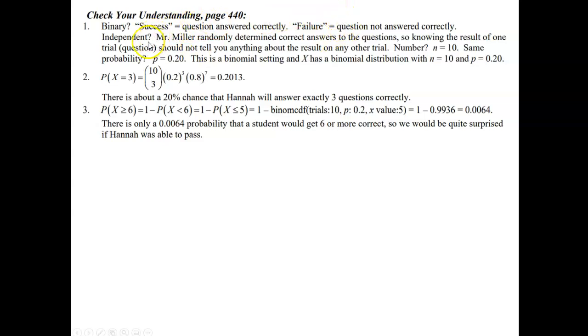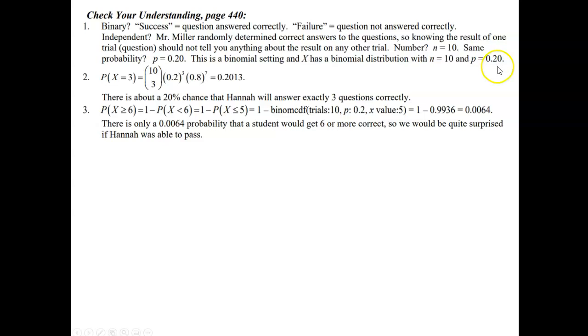It is independent because Mr. Miller randomly determined the correct answers. So if you know the number 1 is B, it doesn't mean the second one is not going to be B. There's a fixed number of 10, and they all have the same probability of 0.2. If you're wondering why the 0.2, it's because there's 5 choices, right? So 1 out of 5 is 20%. So this is a binomial setting, and then here's their defining it. So X has a binomial distribution with n equals 10 and the probability of success of 0.2.